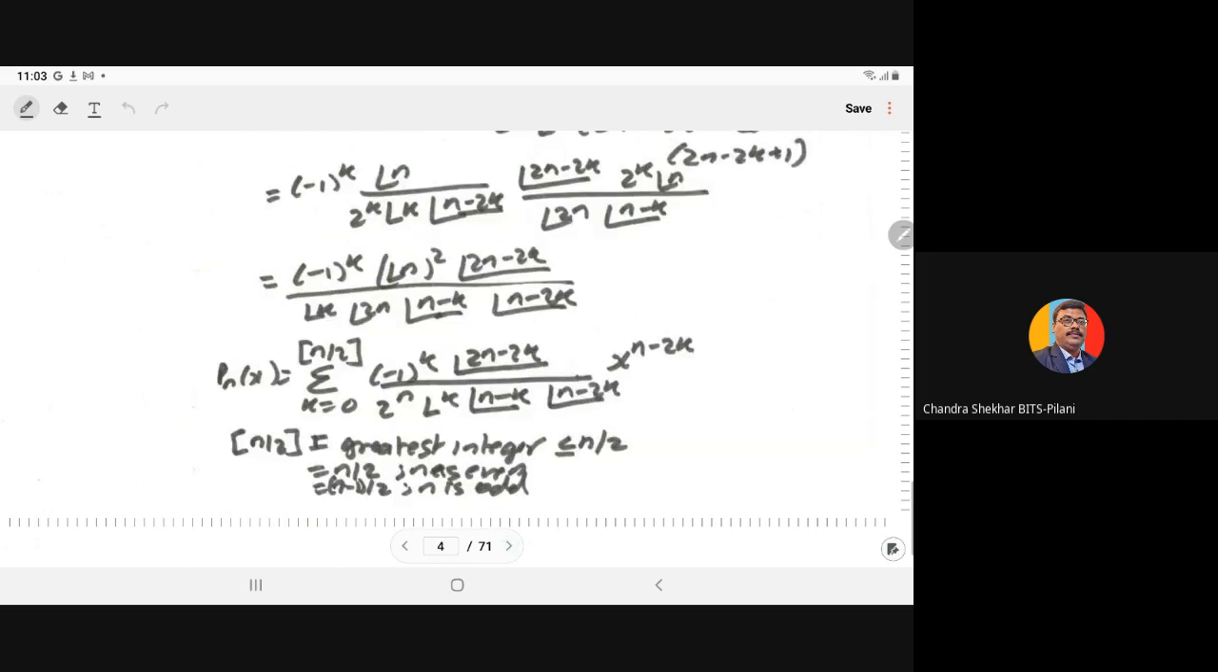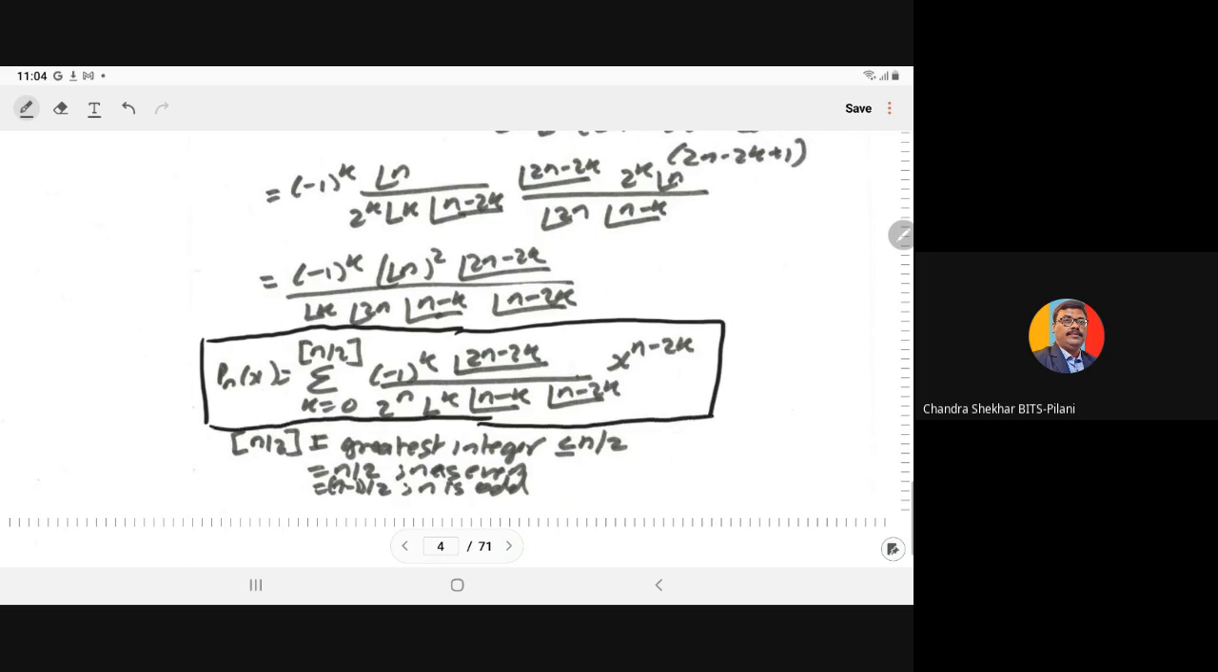From here, we have computed that, after taking the summation in the closed form, we have Pn is equal to. So this form of the Pn we use most. Here Pn is equal to summation k is equal to 0 to greatest integer n by 2 of (minus 1) to power k factorial of (2n minus 2k) upon 2 to power n factorial of k, factorial of (n minus k), factorial of (n minus 2k), x to power n minus 2k.